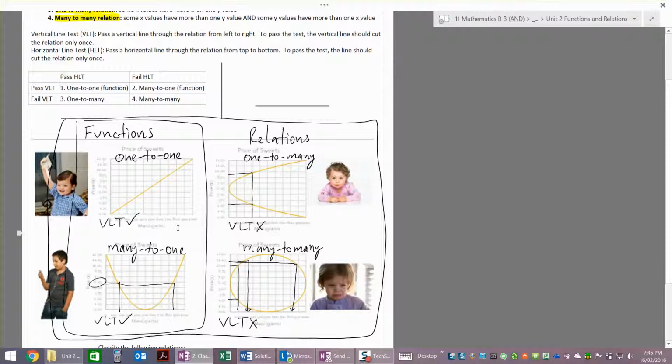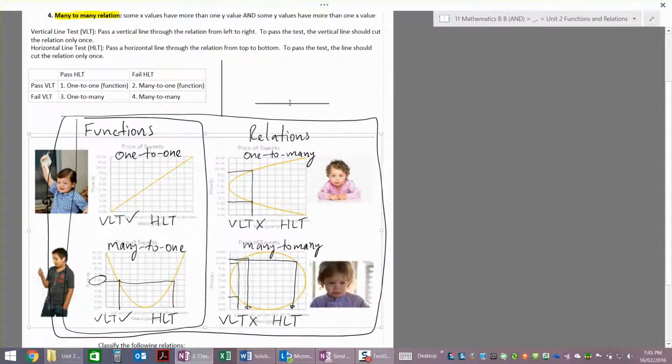Now I'll look at my horizontal line test for each of these, and hopefully then I'll be able to determine whether they're one-to-one, many-to-one, one-to-many, or many-to-many. I'll get my horizontal line test out.